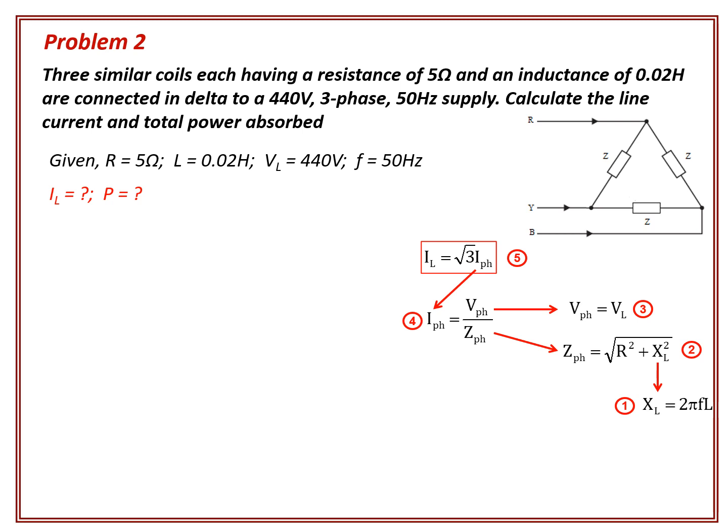But in question, it is asked to find the total power absorbed also. Equation of power absorbed or active power is root 3 VL IL cos phi. Cos phi can be found using equation cos phi is equal to R by Z phase. Hence, for calculating power, first calculate cos phi.